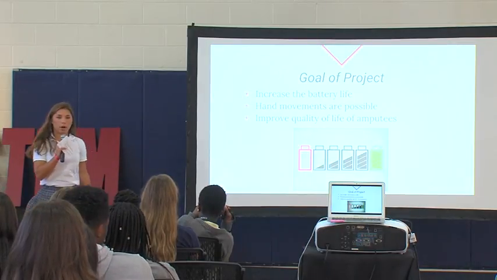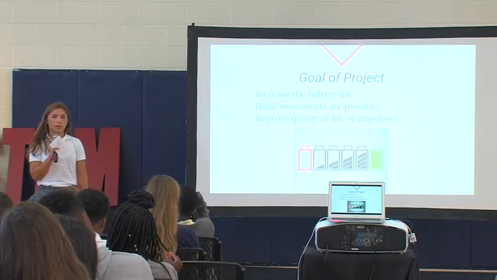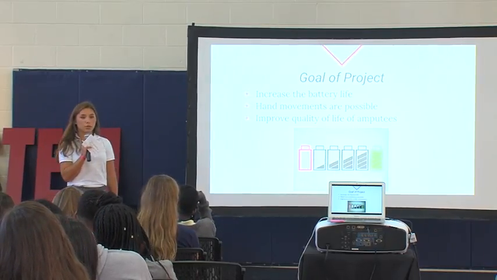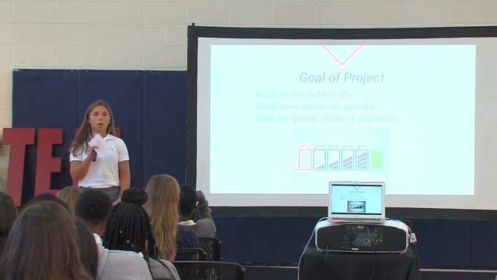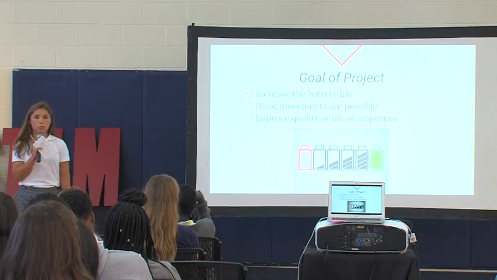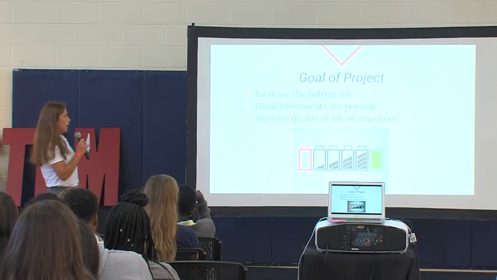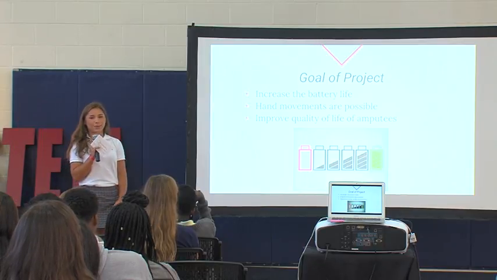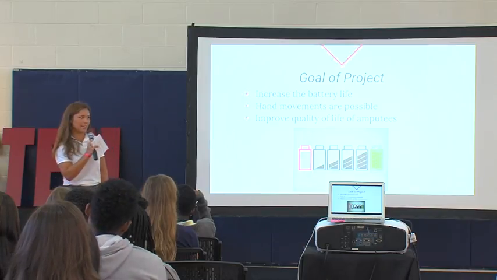So here are the goals of my project. My first and foremost goal was to increase the battery life of the prosthetic. I needed to do this because then it would allow amputees to go on a camping trip or to be able to expand prosthetics to third world countries where electricity is not as accessible. And then I also needed the hand to move. It needed to open and close because if not, then there's no reason for a prosthetic.